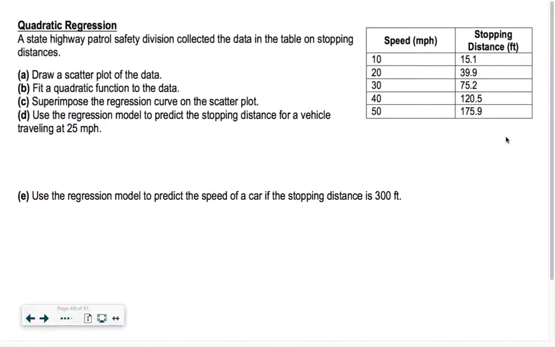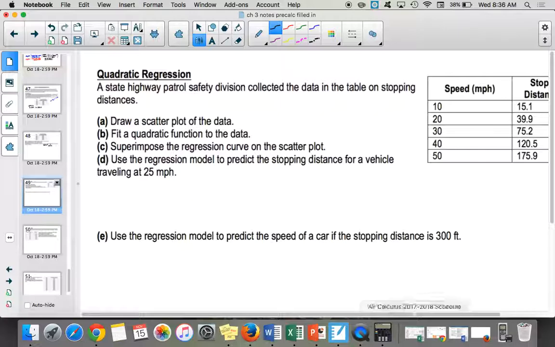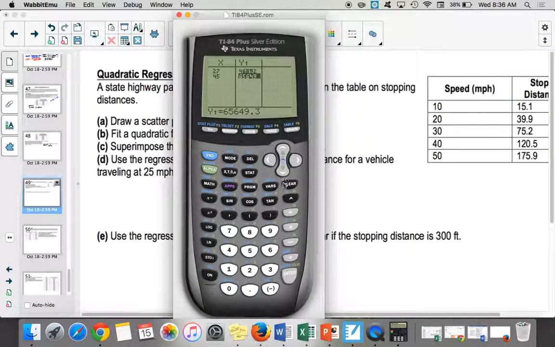All right, so A, draw a scatter plot of the data. So you're going to do the same thing. You're going to go through for your L1 and L2, so see if you remember the steps. So you go to Stat, and you want to edit the list that you put in. So we're hitting Edit. And so we want to put in 10, 20, 30, 40, and 50. So Stat and then Edit.